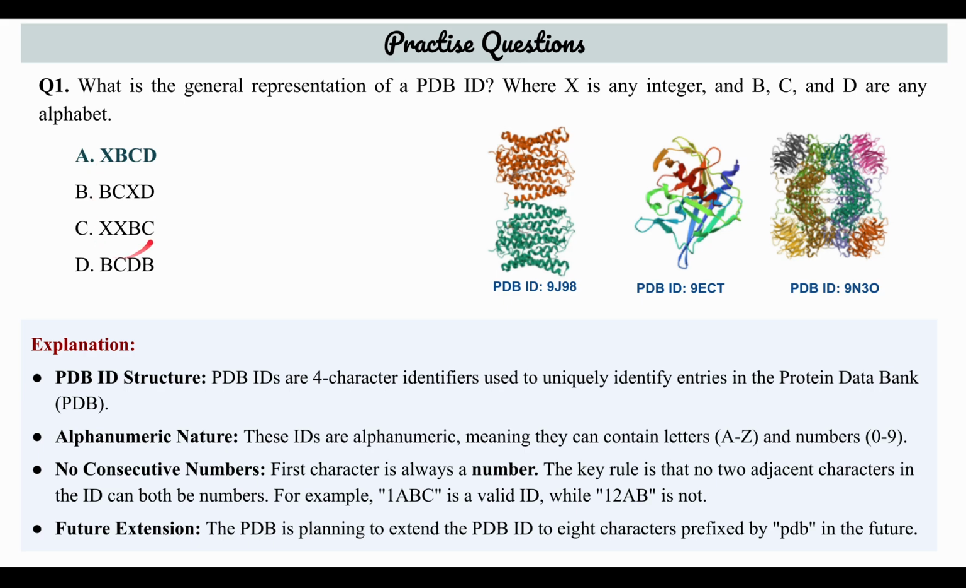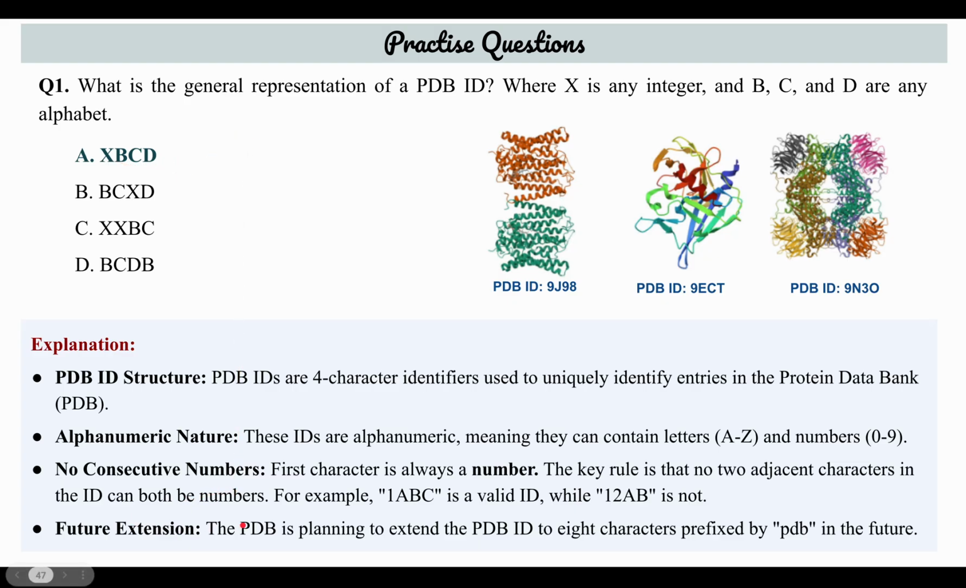In all of these options, if X is any integer, then we'll only select those IDs which have an integer in their first character. In this way, options B and D cancel out. Then we are left with A and C. Based on the rule that there should be no consecutive numbers, in option C we see there are 2 consecutive numbers, XX, so option C also cancels out. Now only option A is left, which is the right answer.